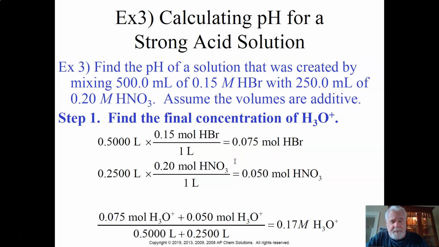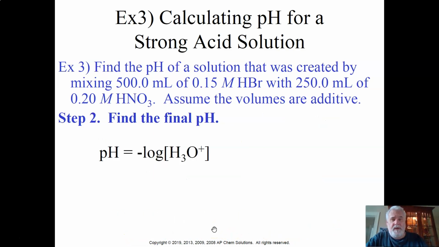We can add that up and then do the total volume. So you might remember this one from an equilibrium problem that we did. You got to remember that it's not 500 and it's not 250, but it's going to be 750 milliliters total. And that of course needs to stay in liters so you can get moles per liter, which is ultimately what we wanted, the concentration of the hydronium ion or hydrogen ion, which is 0.17.